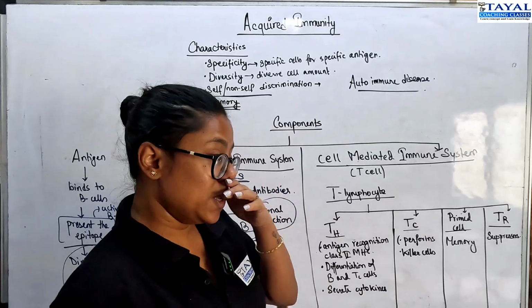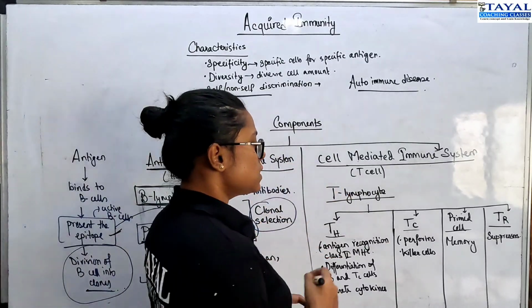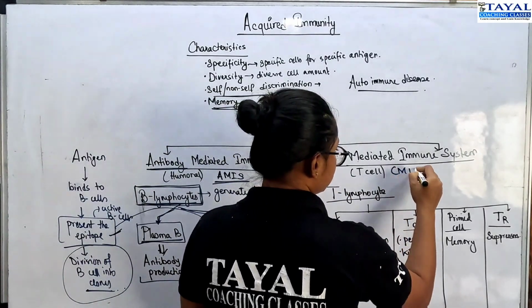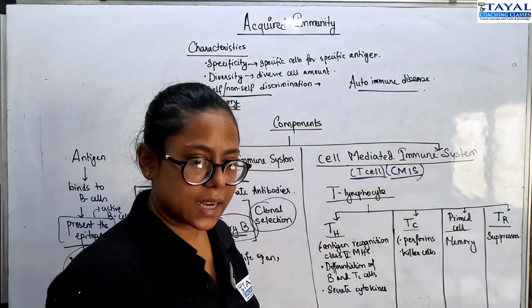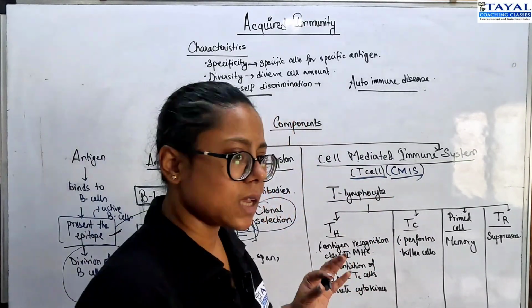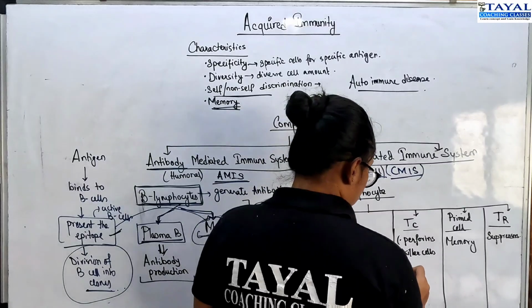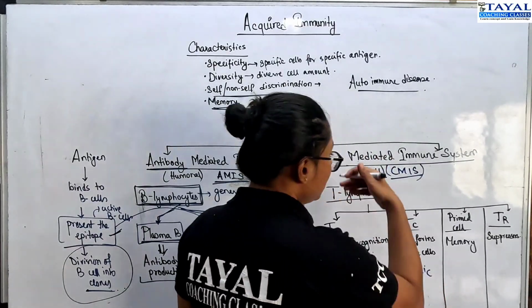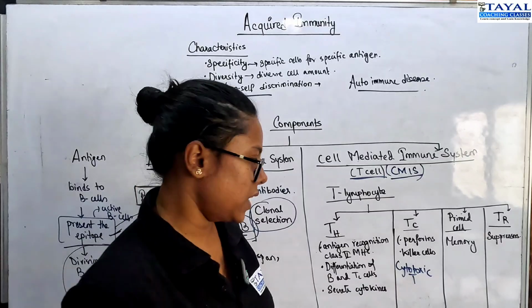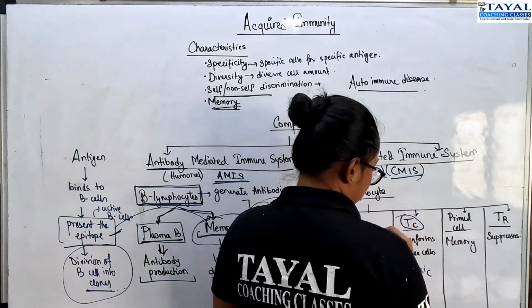T cell mediated immunity, the cell mediated immune system or CMIS, is mediated by T cells. Now, T lymphocytes are basically of 4 types, out of which the cytotoxic T is the one that mediates this immune system, right? So let's just talk about cytotoxic T first.